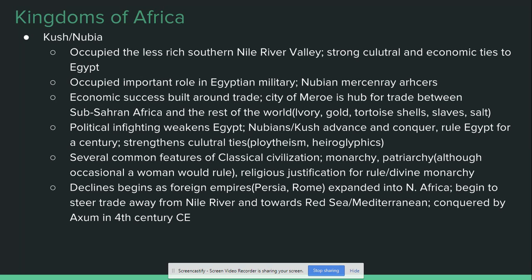Nubia's success is almost entirely built around trade. The city of Meroe in southern Nubia is, for a long time, the centralized hub if you are looking to purchase goods from sub-Saharan Africa. Ivory, gold, tortoise shells, slaves, especially salt. We talked way back in the first unit about the importance of salt when it comes to preserving food.